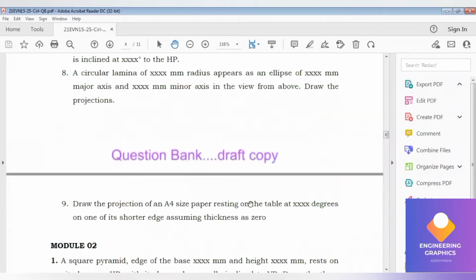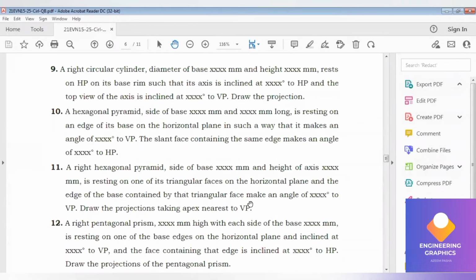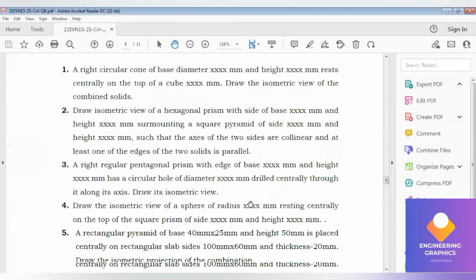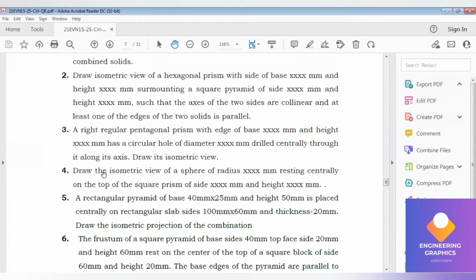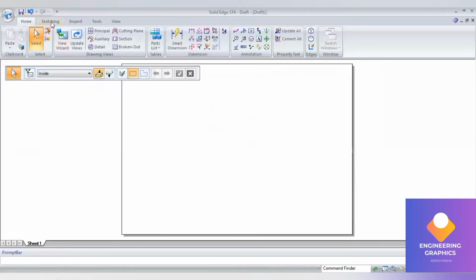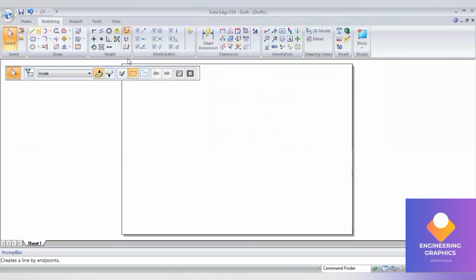Doing the isometric problems. Okay, now I'm going to solve this problem number 4. Draw the isometric view of a sphere of radius dash mm resting centrally on top of a square prism of dash mm side. So for the square prism, first we have to construct it.